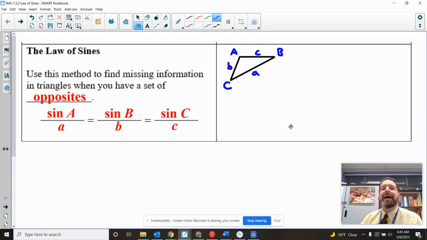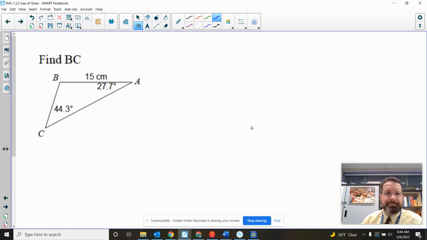You need a set of opposites. Here's what I mean by opposites: I need to have an angle and a side length across from it. I only need one set of opposites. So if I know angle A inside A, or angle B inside B, or angle C inside C, one set of opposites is enough to make this a useful tool. Let's see how it works.